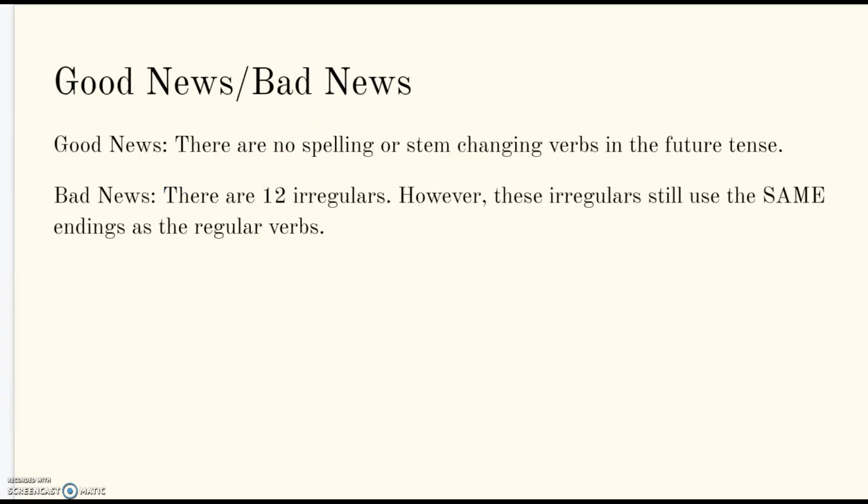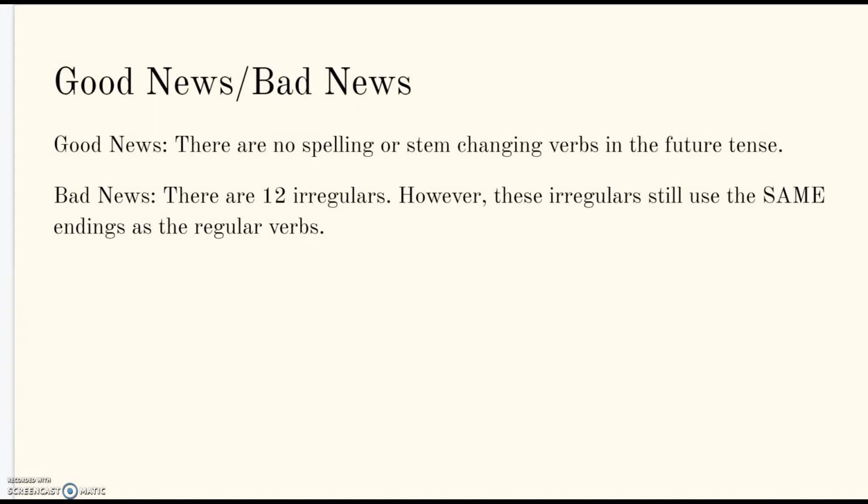So I've got some good news and I've got some bad news. The great news about the future tense is that there are no spelling changes, no stem changes, no irregular yo forms like we've had in the past. So that can just allow you to let out a sigh of relief because it's wonderful. But with every silver lining, there is a little storm cloud.